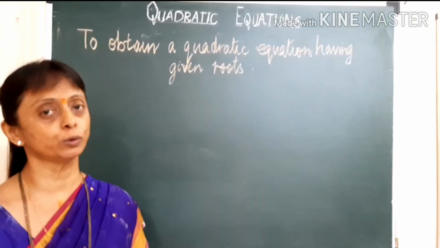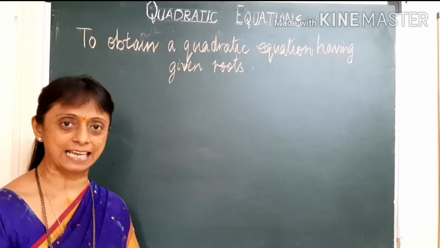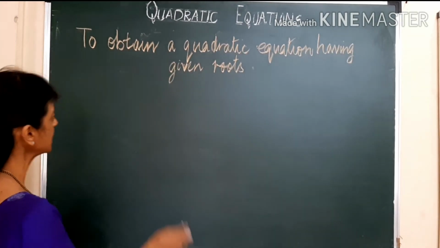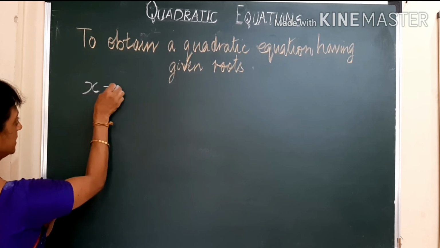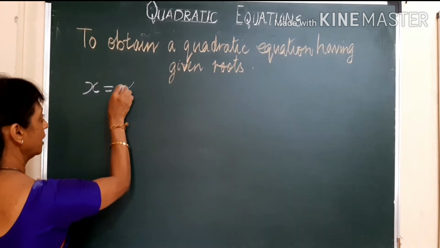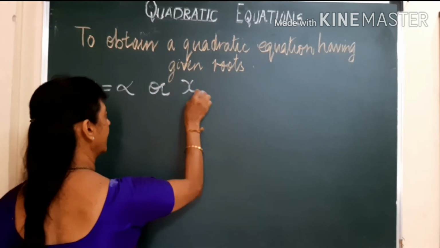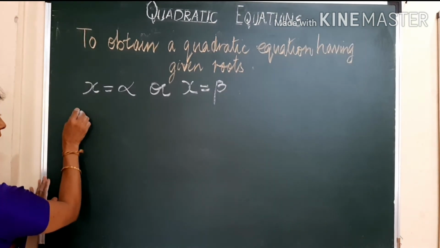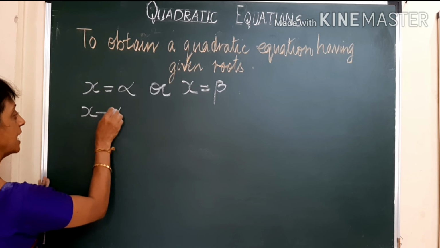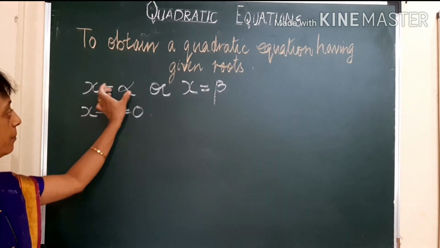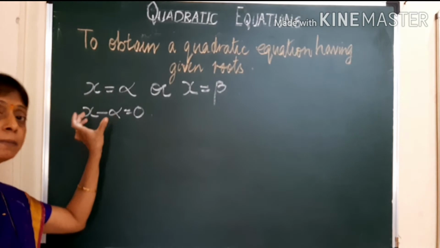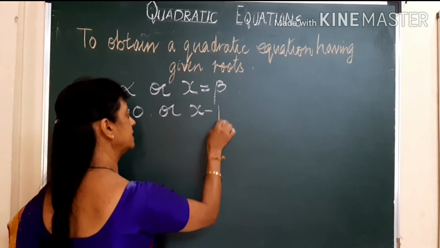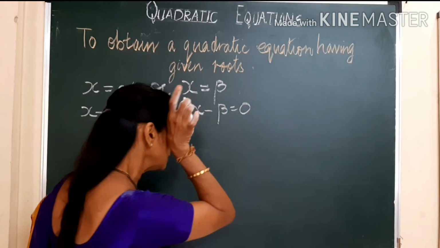Now children, once you know the roots of the quadratic equation, that is alpha and beta, we can obtain the quadratic equation. One root was x equal to alpha or x equal to beta. Now children, if x is equal to alpha, that means x minus alpha will be equal to 0. Positive, when it's transferred, that term becomes negative. Same thing applies over here. x minus beta will be equal to 0.